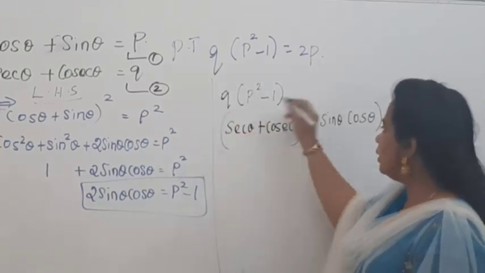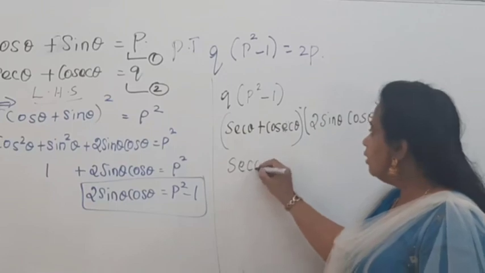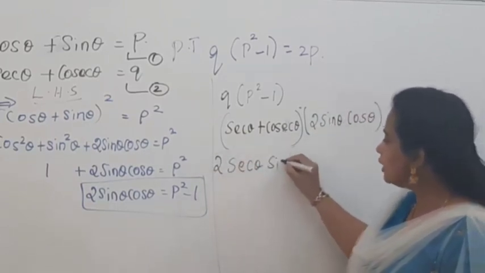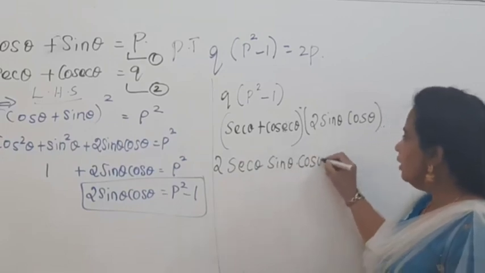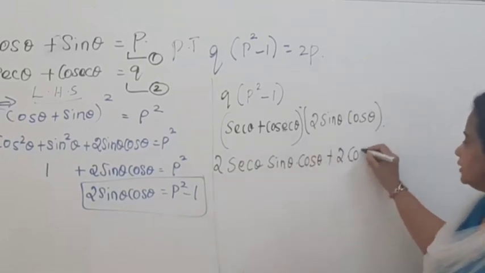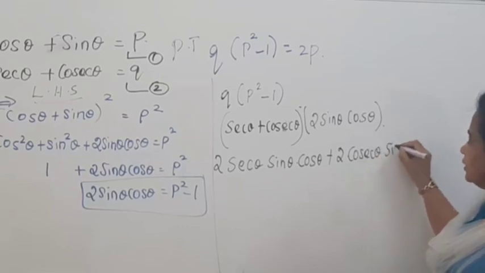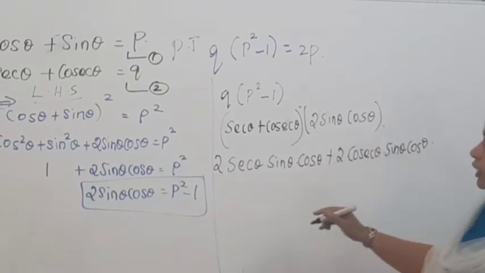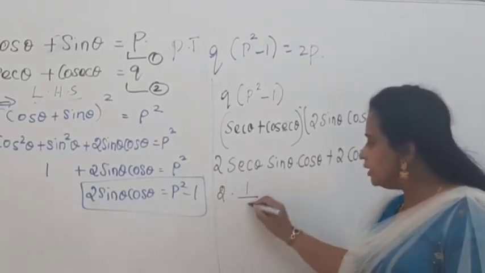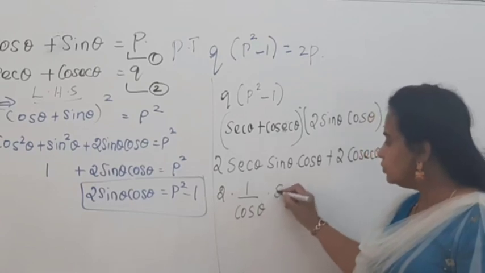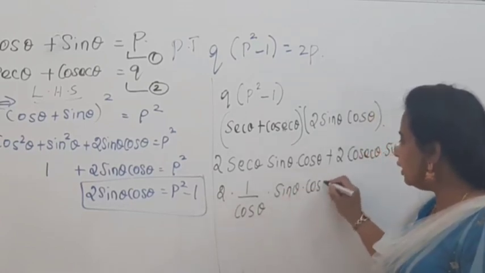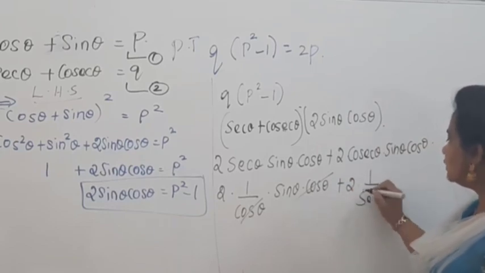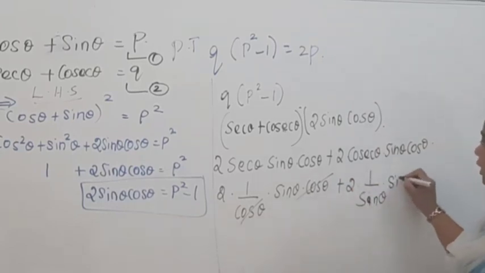Now please multiply. That is sec theta, I am multiplying by 2 into sin theta cos theta. So 2 comes here into sin theta cos theta, plus 2 into cosec theta into sin theta cos theta. Hope you understand how I multiply it and how to get the next step. Sec theta can be written as 1 by cos theta into sin theta into cos theta. So this gets cancelled, plus 2 cosec theta, 1 by sin theta into sin theta cos theta.